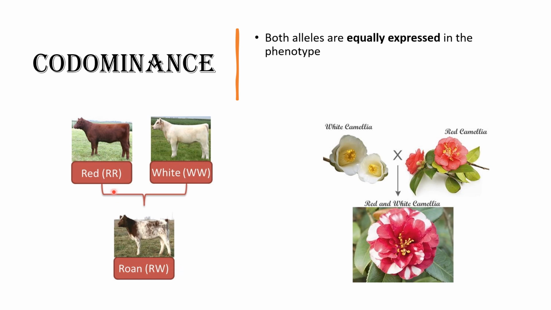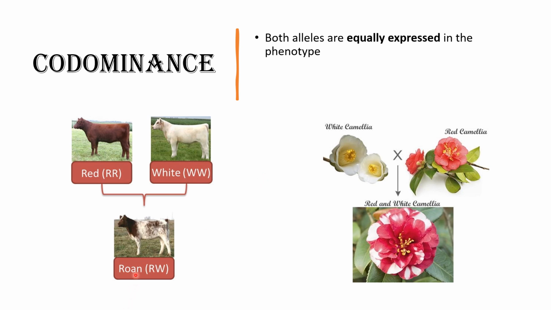Here we have an example of a red cow with a white cow producing a roan, what do you call a baby cow? I don't remember the name for the baby cow, but it is roan. Like the baby cow here is roan. The parent one was red and then parent two was white. Then its phenotype is in between the phenotypes of the parent.